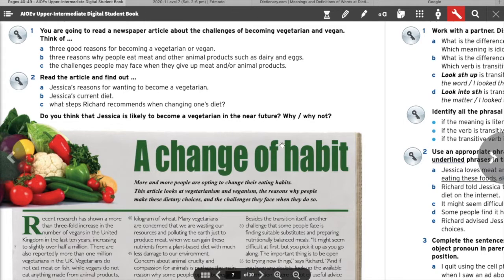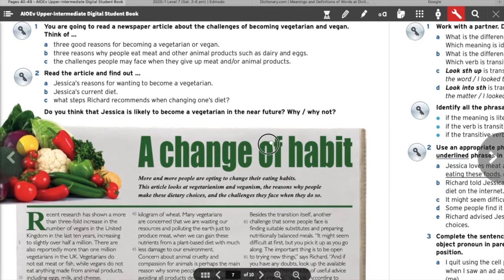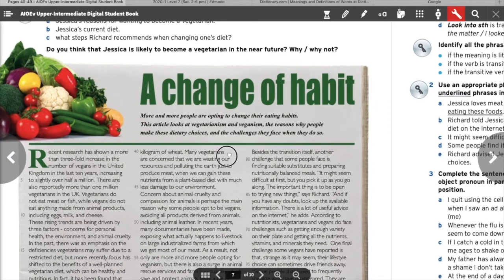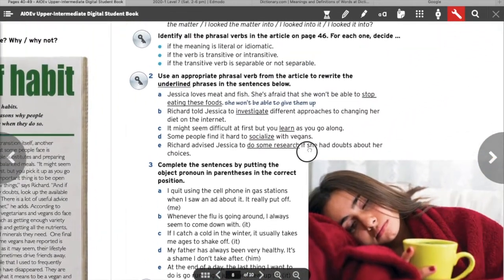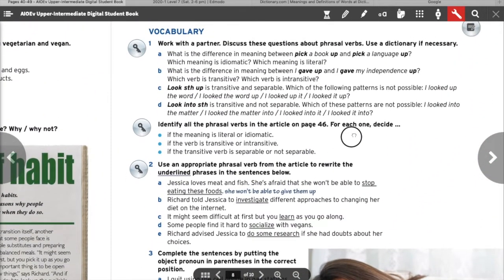Okay, so now I will give you time to read this article, A Change of Habit. Read it, and we will continue doing the exercises on the next page. I will pause the video now. You can pause the video now, and you can do that. Are you ready? Let's go to exercise number 1, vocabulary. Work with a partner and discuss these questions about phrasal verbs and use a dictionary if necessary.